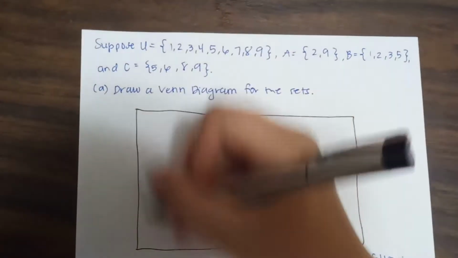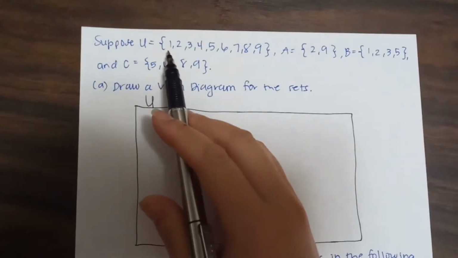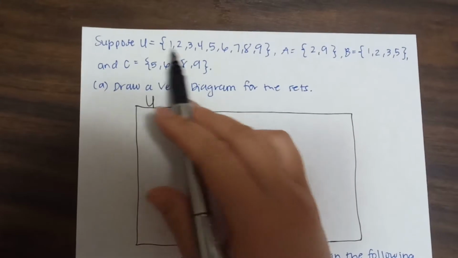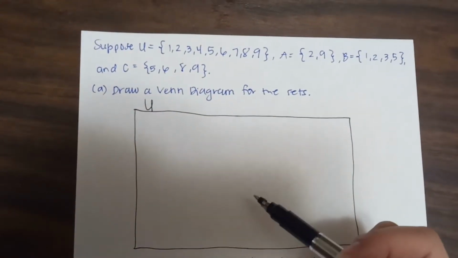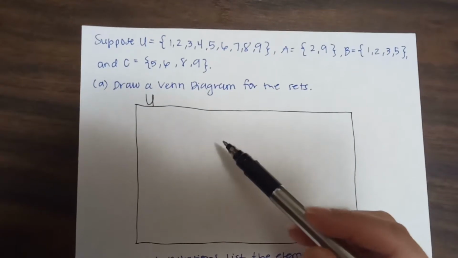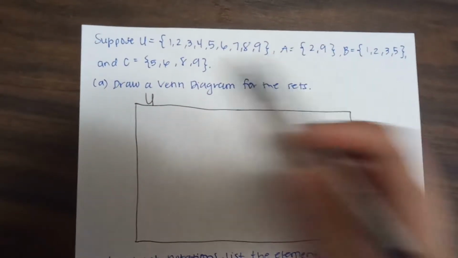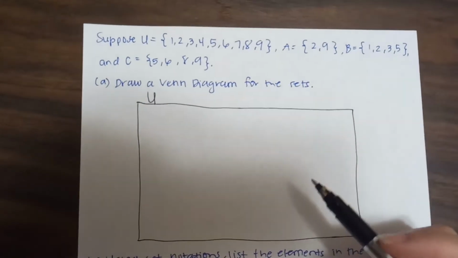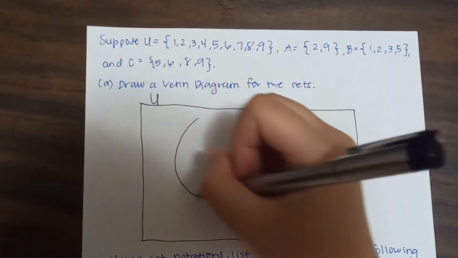Within this rectangle, it is considered our universe and would contain all of the elements in our set. In our universe, we have different circles for the different sets that we have, the sets of A, B, and C, which would mean that our universe contains 3 circles.